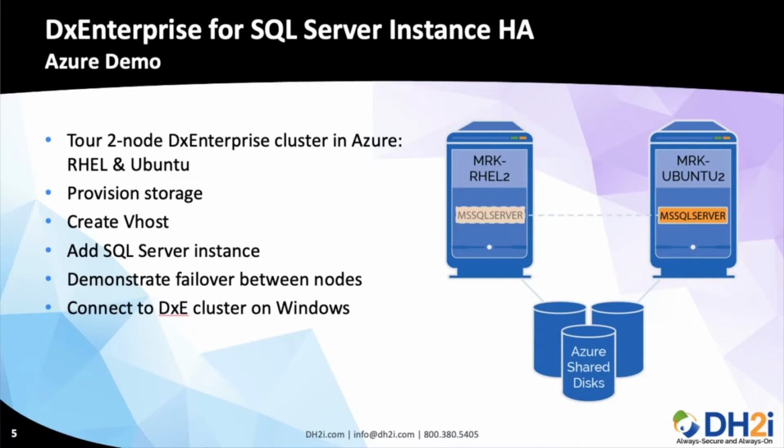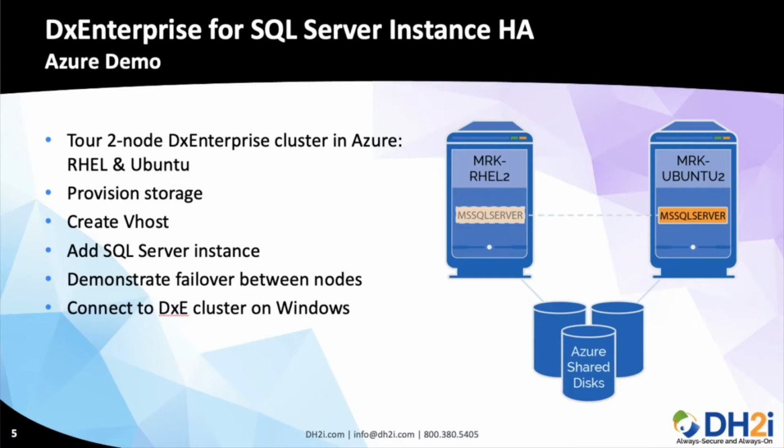So here's what we're going to do in the demo itself. We're going to show you a 2-node DxEnterprise cluster in Azure. We're actually going to join a couple of nodes together. Now, one of the nodes happens to be running Red Hat Enterprise Linux, and the other is running Ubuntu. This is also very unique. Something that DH2i DxEnterprise brings to the table is that you can actually mix different flavors of Linux into the same cluster. So you've got that level of flexibility.